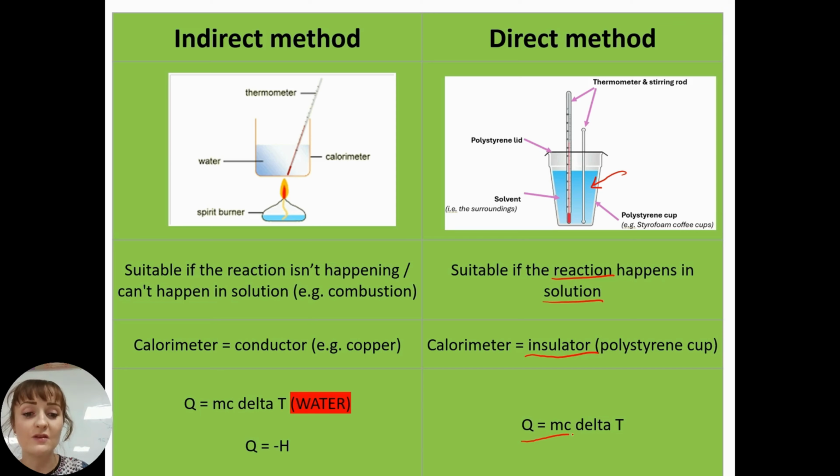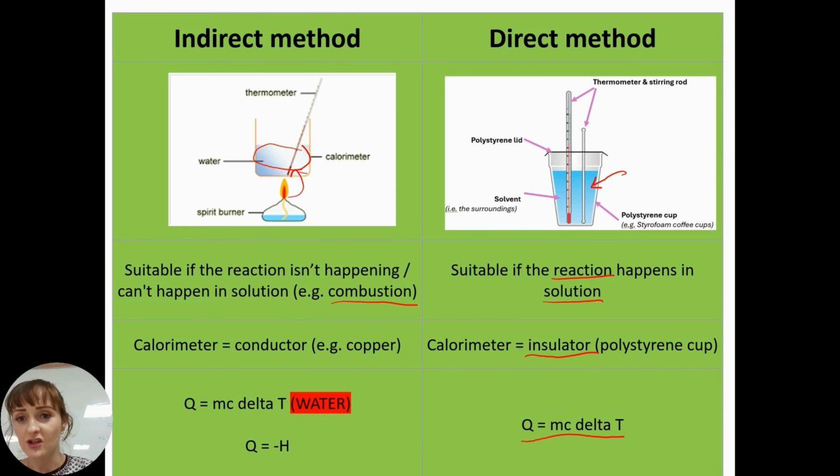And when you calculate Q is equal to MC delta T, that's directly for the reaction that you're trying to measure. This is not the same in an indirect calorimetry technique. We do this when the reaction can't or won't happen in solution, so for example, something like combustion. We make sure that because we want to measure the energy gained by the water, we want all of the energy to leave the fuel and be gained there. We don't want any of it to be absorbed by the copper calorimeter. Hence, we make sure that the calorimeter is a conductor, something that will pass on the heat.